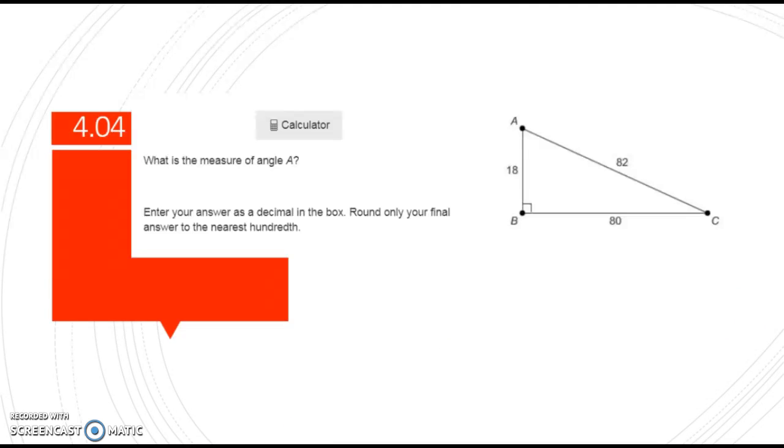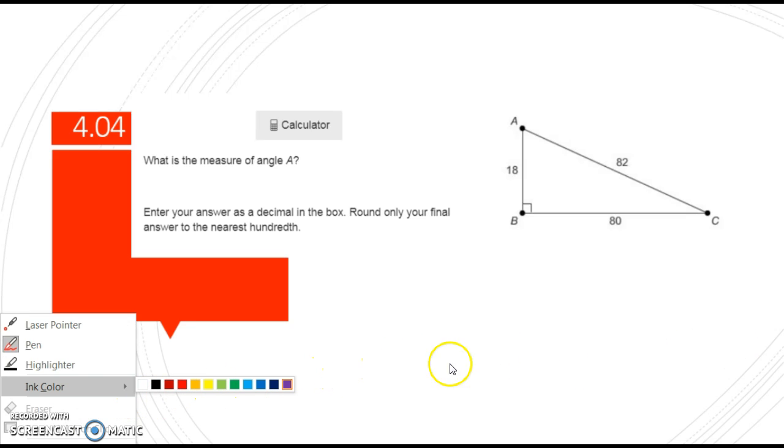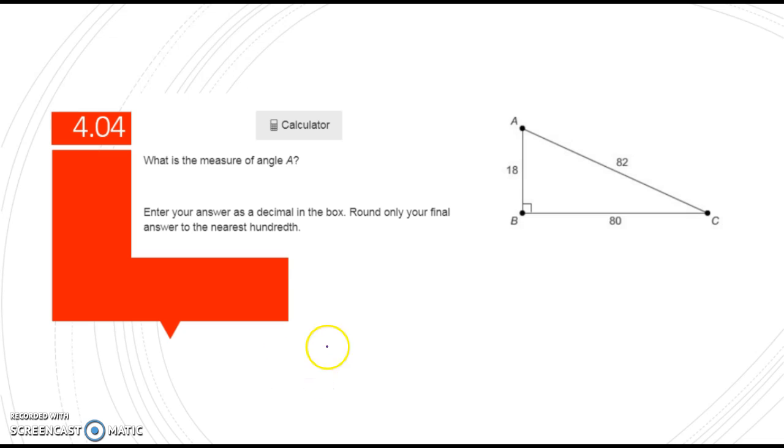All right, so this particular question is going to use the inverse trig function. So you'll need a scientific calculator in order to complete this. So make sure you grab that. A regular calculator is not going to work. You need a scientific calculator.